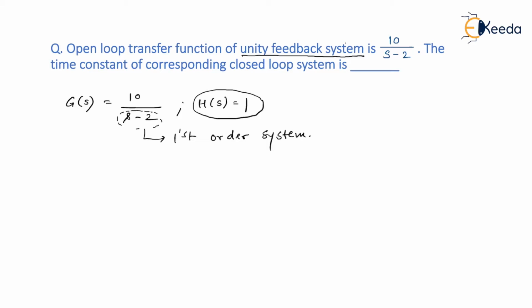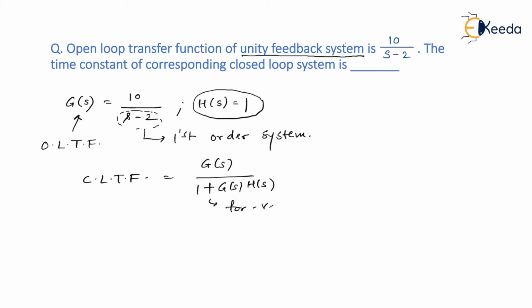So what I'll do is, I'll try to get a closed loop transfer function. So this g of s is nothing but the open loop transfer function. What I want is a closed loop transfer function, which is nothing but g of s upon 1 plus g of s h of s. If they have not specified, believe it as negative feedback, and therefore you find this positive sign. So this is always for negative feedback. So let us substitute the values.